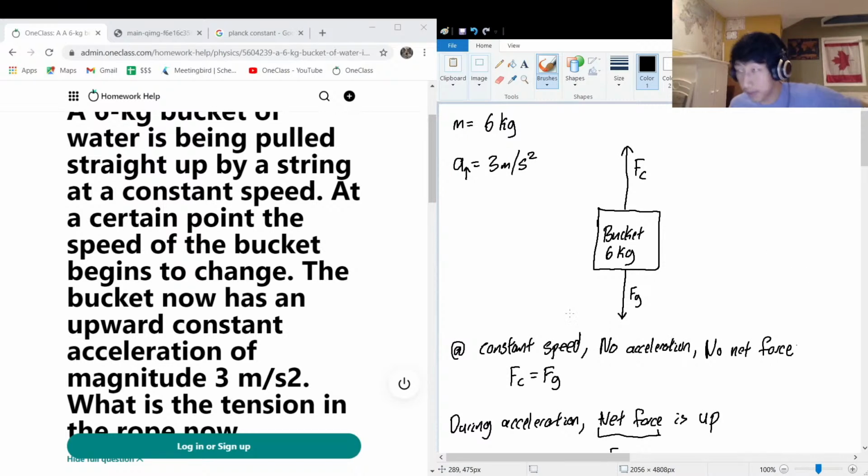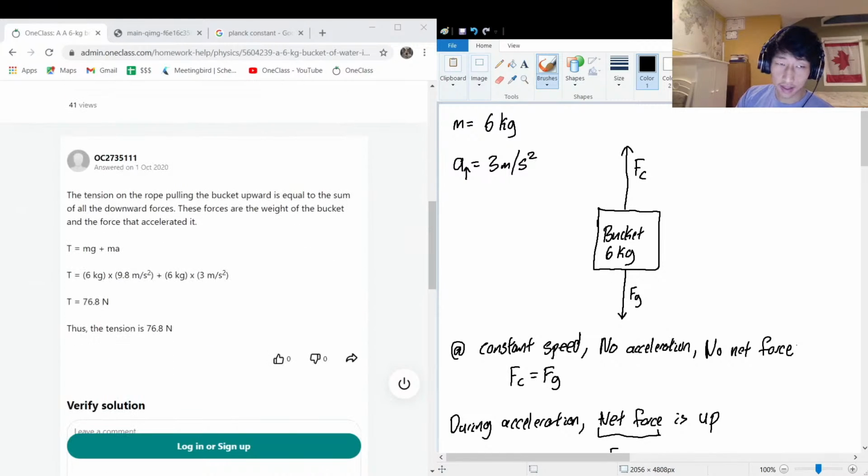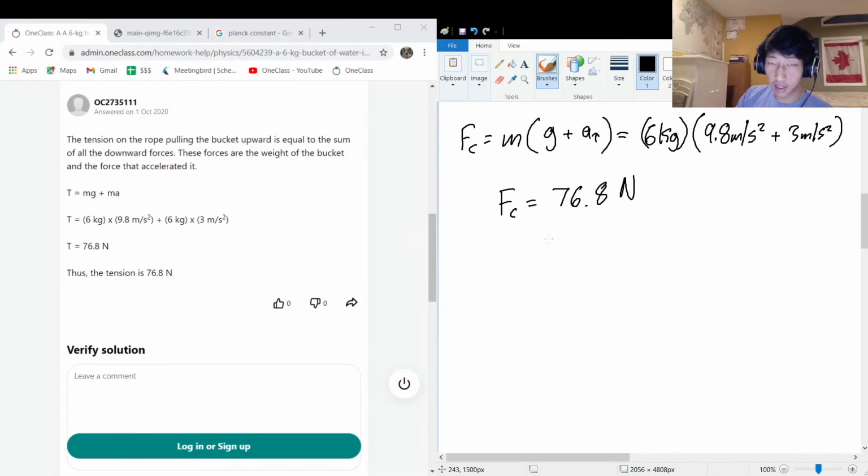Okay, so it's good to have a diagram like this, and it can give you a lot of intuitions about what type of forces to expect. So first we have to counteract gravity, and then with the additional acceleration, there's an additional force inside the tension of the cable. And it was calculated precisely the same way, and 76.8. Give ourselves a high five, because that tension is found. Cool, so the above solution is good.